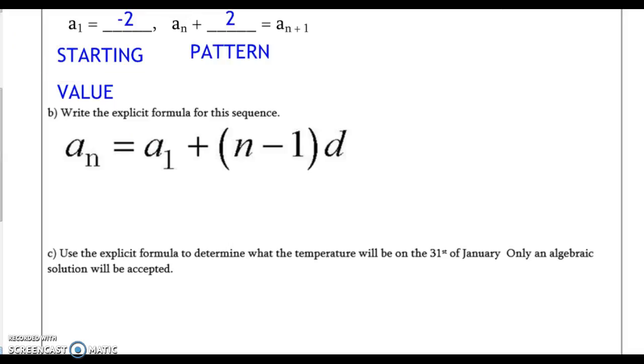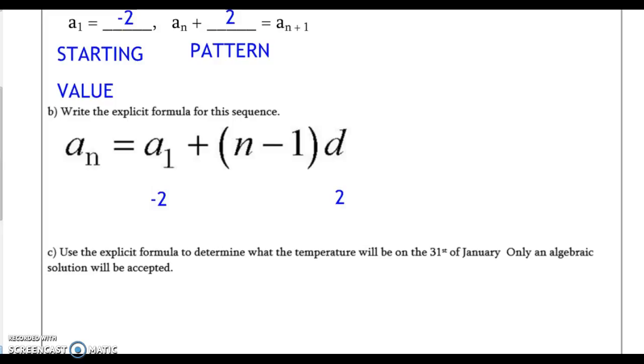So the first thing we have to realize is that a sub 1 is something we know already. We found it up here, it's negative 2. So we'll throw that into the equation. We also know that d, the common difference, is 2. So we'll throw that in there, and we'll just build the rest of the equation around that.